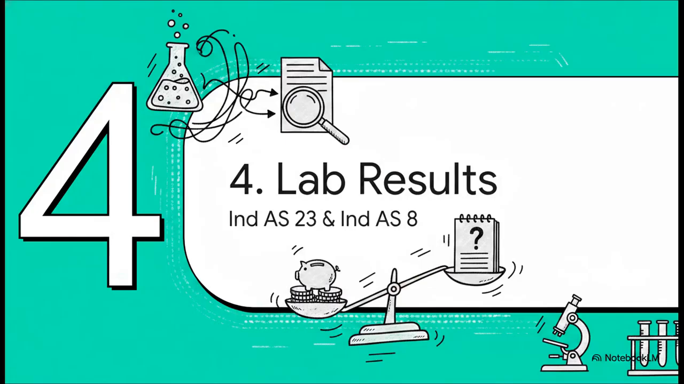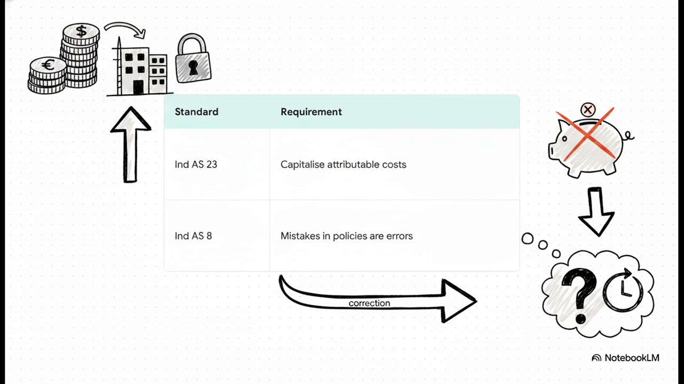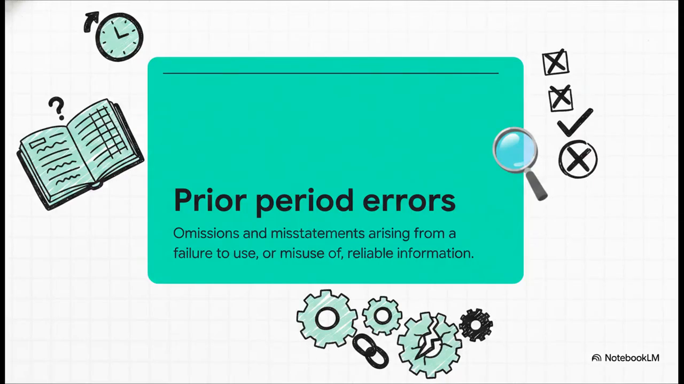Let's look at Section 4, the lab results, consulting Ind AS 23 and Ind AS 8. Let's run the numbers through the lab. Under Ind AS 23, the core principle is that borrowing costs directly attributable to a qualifying asset absolutely must be capitalized. It's a strict requirement. So what does that mean? It means their old method of expensing those Indian rupees was fundamentally flawed from the very start. They weren't just using an acceptable alternative. They were outright violating the standard.